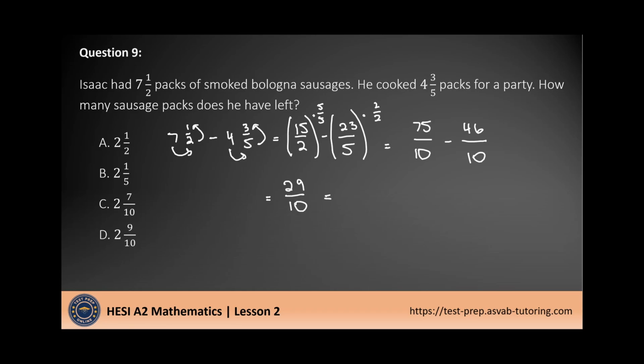We have an improper fraction. Let's turn that back into a mixed number. So 10 goes into 29 twice, with 9 left over. Denominator stays the same, so our answer is 2 and 9/10.